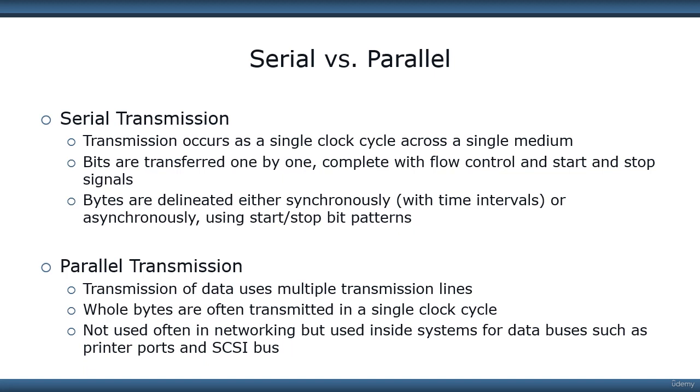Parallel transmission is the transmission of data using multiple transmission lines. So we transmit an entire byte of data in a single clock cycle. These are not often used in networking, but they're used inside systems for data buses, printer ports, the SCSI bus, for data or hard drive access. That's where you would see parallel transmission. So again, not really overly relevant to networking. That's why we're not spending a bunch of time. But serial transmission is the predominant method in networking.